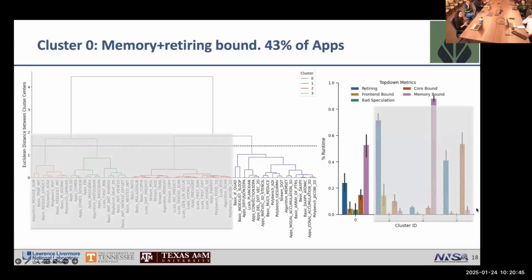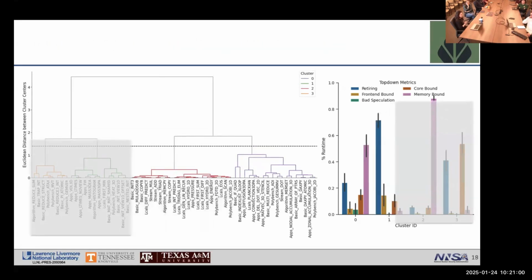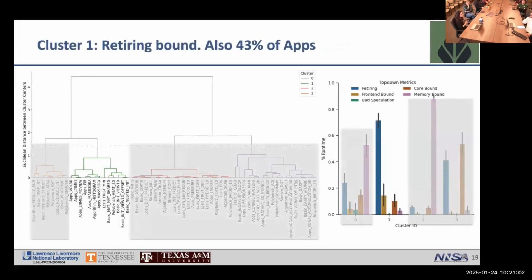Okay. So cluster 0 is memory and retiring bound, and 43% of our apps group ended up in this cluster. Cluster 1 was our retiring bound cluster. So this was another 43% of our applications group in the RAJAPerf suite.